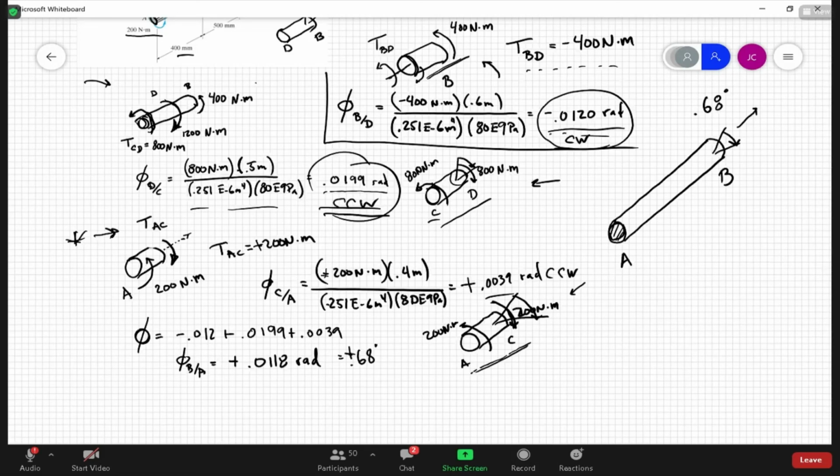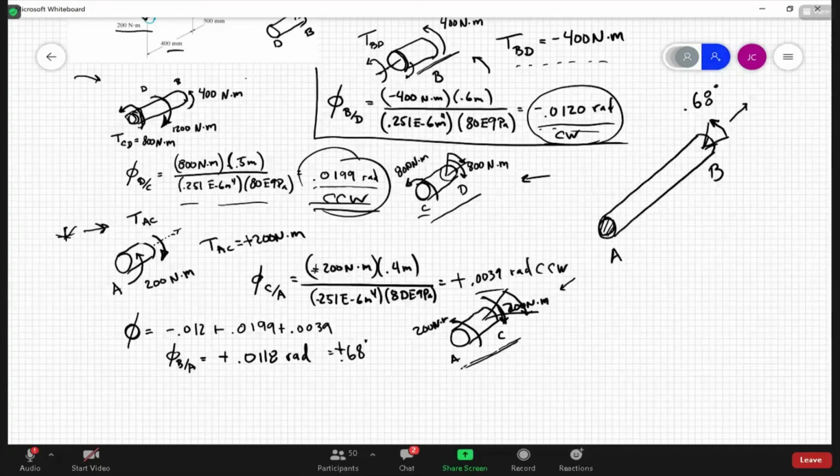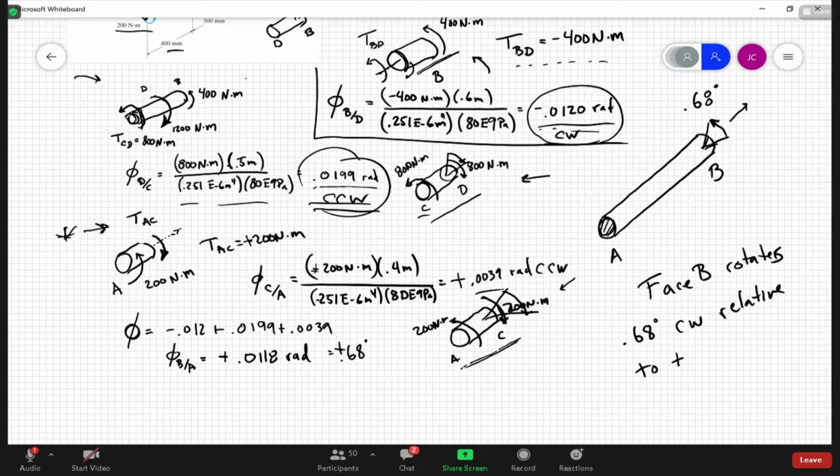Okay, so that means that actually it's going to go in the other direction, right? It's going to rotate that way, in a clockwise manner. So face B rotates 0.068 degrees clockwise relative to face A. Okay, does that make sense?